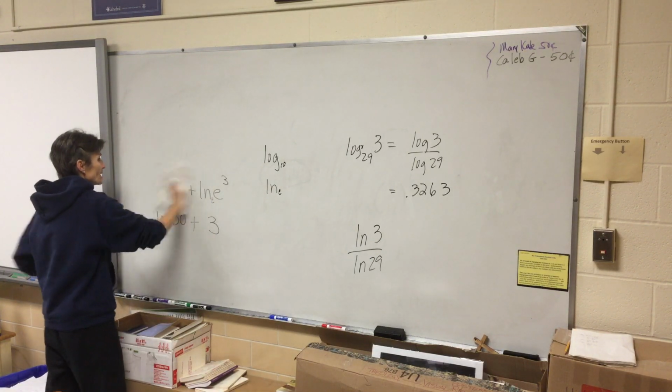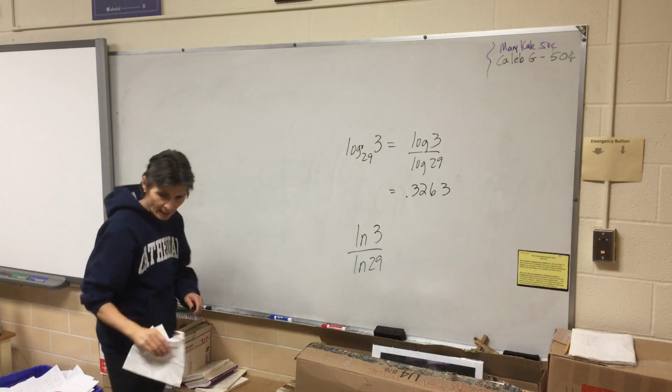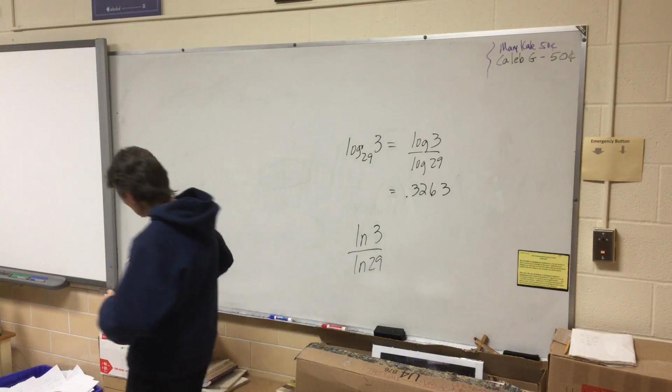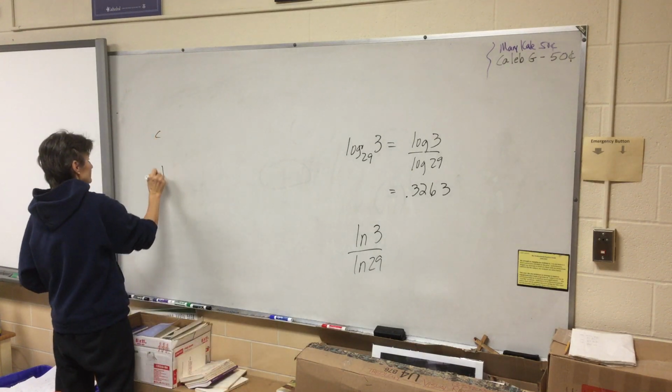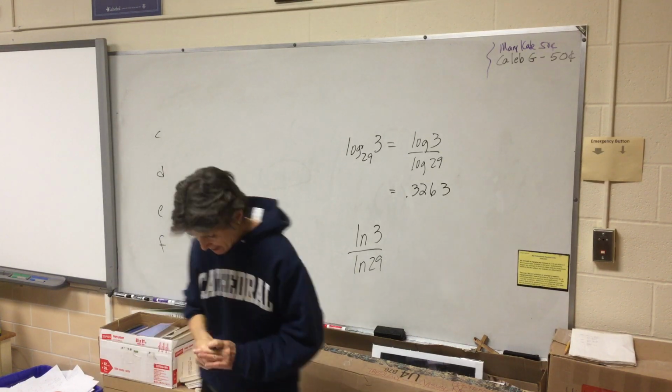All right, would you finish that section for me? I'll put the answers up here. We'll check, make sure we got it. It's pretty easy. C, D, E, and F. 4 decimal places.